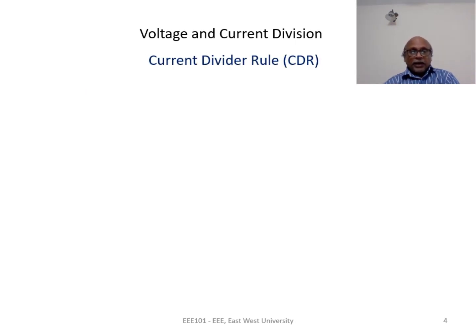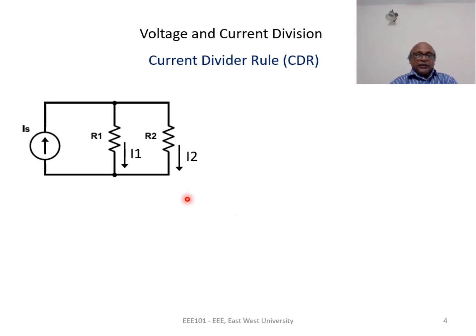Next we move on to current division, which is expressed by the current divider rule or CDR. Let's say we have two resistances in parallel, R1 and R2. The total current going into the parallel combination is IS. This IS current divides into R1 and R2 as I1 and I2. I1 is the current flowing through R1, I2 is the current flowing through R2. Our intention is to find out I1 and I2 from our knowledge of IS, R1 and R2.